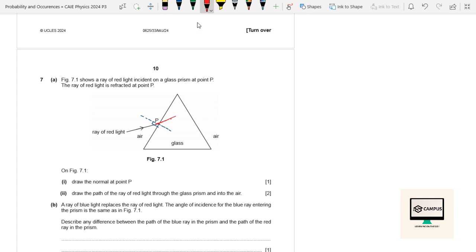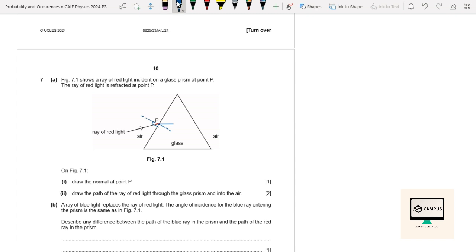Okay, so since the glass has a refractive index more than the air, the speed of light should be lower and it should move towards the normal, which happens to be this blue line. So let me draw the path of red light in the glass. So this one. Okay, so this is the path of red light in the glass when it enters from air.